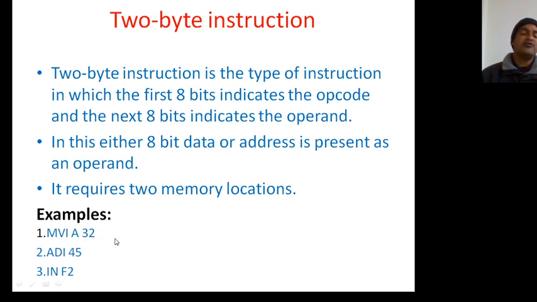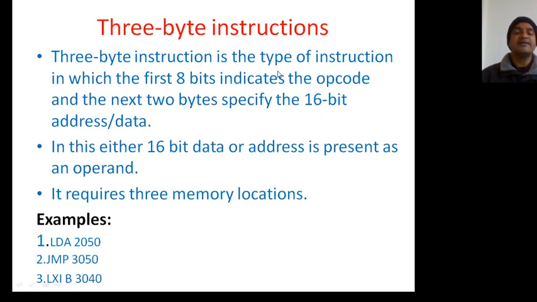MVI A, 32 means A equal to 32. First byte for opcode of MVI, then second byte will be 32. ADI 45. Again, you can see, if source operand is 8 bit data or address, it will be of 2 byte. Similarly, SBI 72, again it will be of 2 byte.